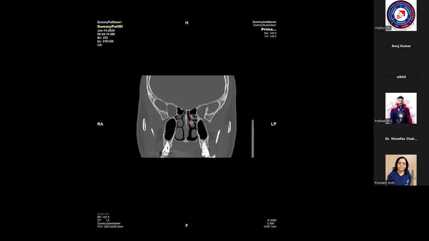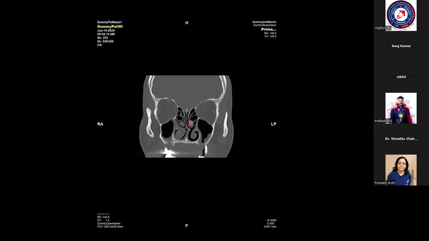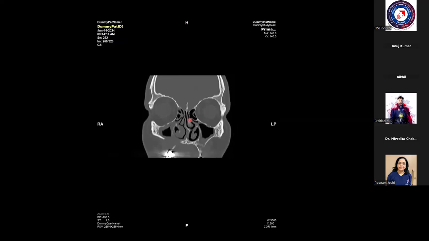This is the ethmoid bone. This is the roof of the orbit formed by the frontal bone. Now as I go anteriorly, I can see this prominent structure. This is the crista galli.